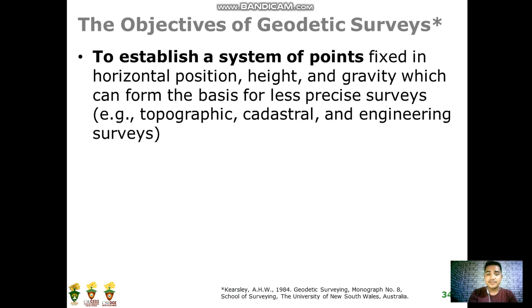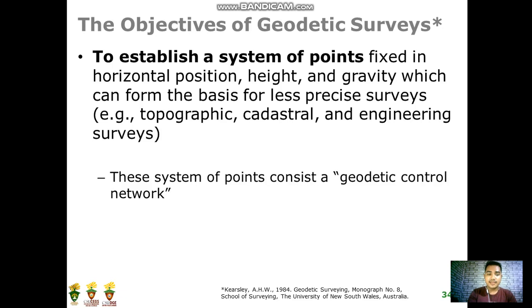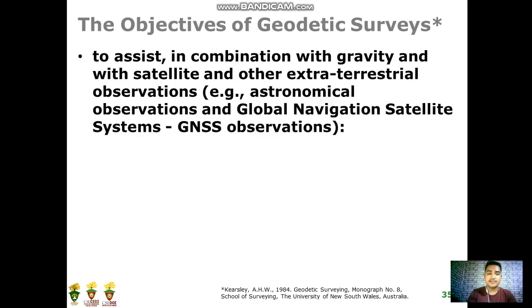And these are the objectives of geodetic surveys: to establish a system of points fixed in horizontal station, height, and gravity which can form the basis for less precise surveys. For example, the less precise surveys are topographic, cadastral, and engineering surveys. So, the type of point in these surveys is from the output of geodetic surveys. And this system of points consists of a geodetic control network. So, as I said earlier, it is the output of geodetic surveys.